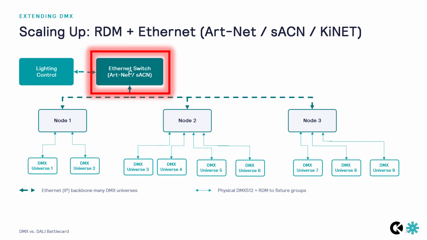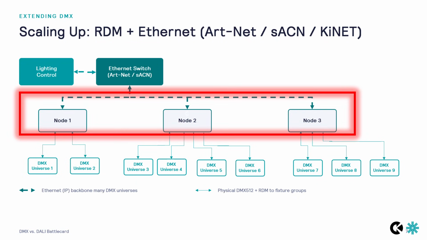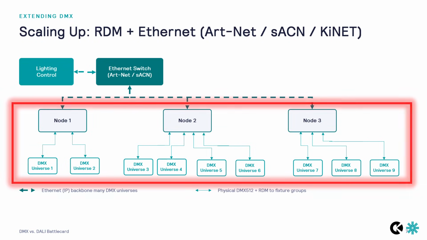Rather than sending DMX directly to every fixture, the Ethernet network acts as a backbone capable of carrying many DMX universes throughout the project. From the switch, the data is distributed to Ethernet nodes located throughout the installation. This is where the architecture becomes powerful. Each node can support multiple DMX universes and can be located much closer to the fixtures it serves. For example, Node 1 is delivering universes 1 and 2. Node 2 is delivering universes 3 through 6. And Node 3 is delivering universes 7 through 9.